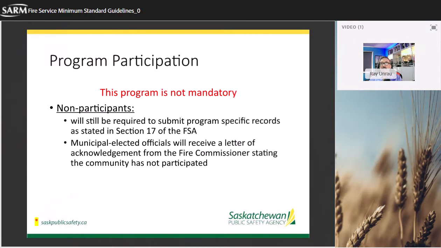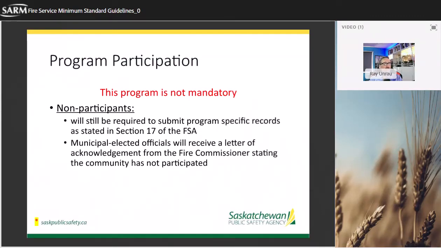If you ever choose to jump in later on, the minimum service guidelines will be available on our website and through the SAFC and SVFFA. If at any point in the future your community or fire chief decides it is a good idea to participate after initially deciding to sit out, you'll have the opportunity. This isn't a one and done thing. This is an ongoing program, and you'll be able to jump in at any point in the future.